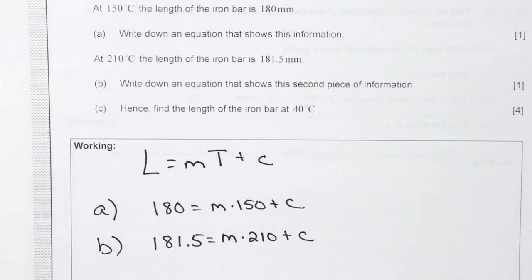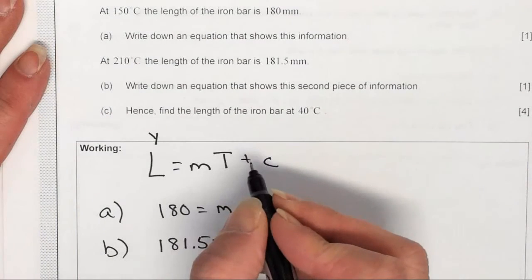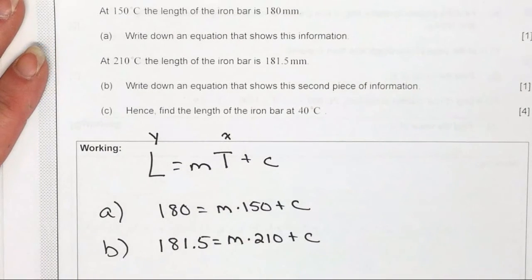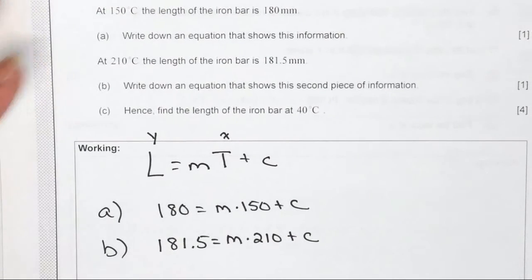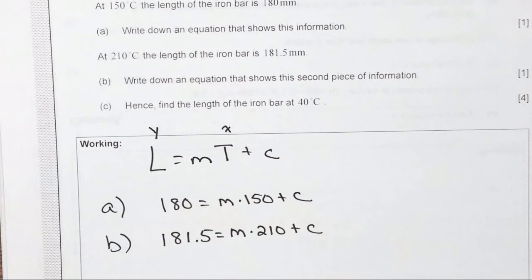Alright, so one way to do it: isn't this kind of acting like a Y? And isn't this kind of acting like an X? If I'm going to do this, I need to find out what M and C are, right?